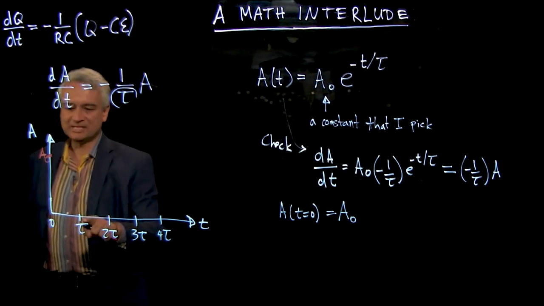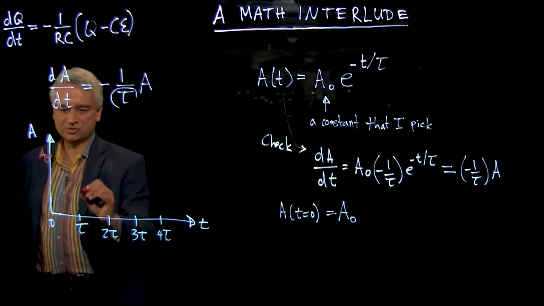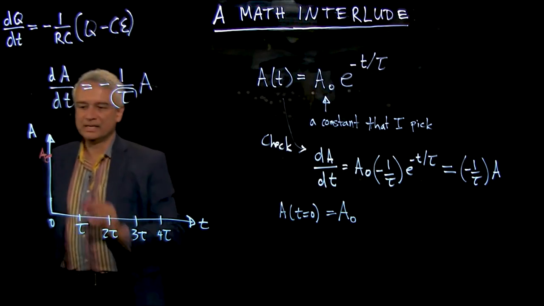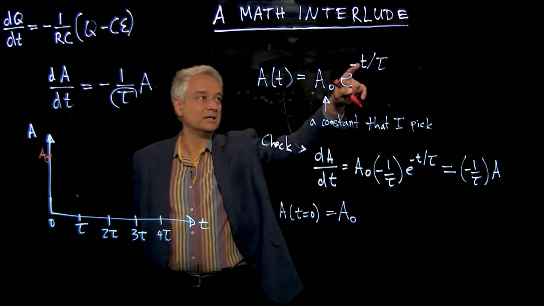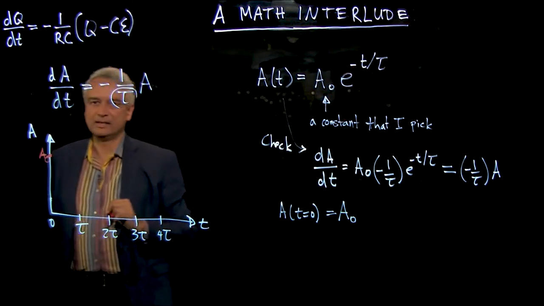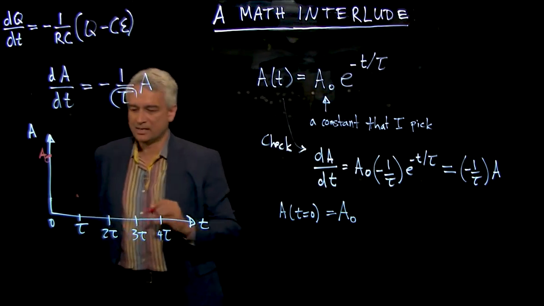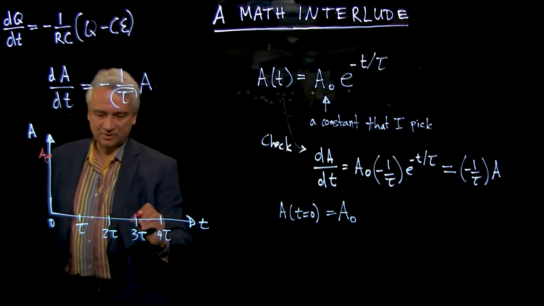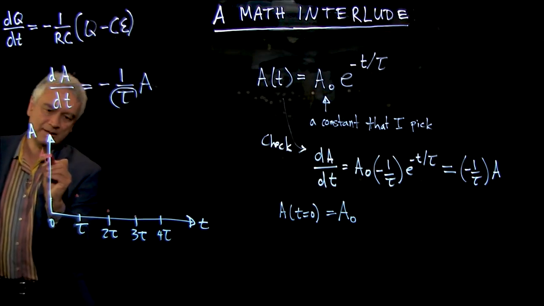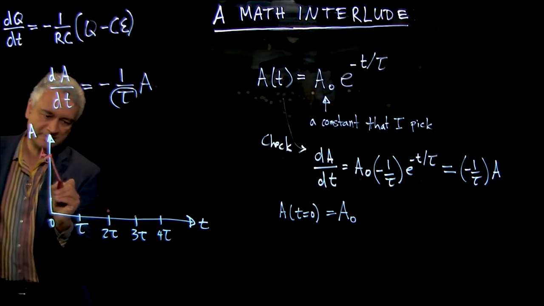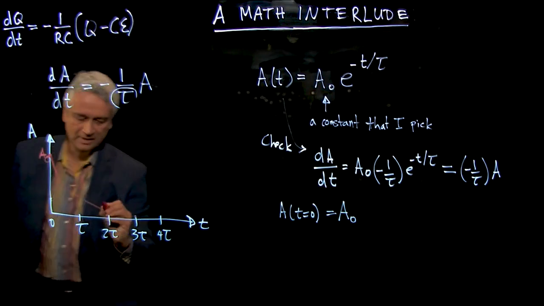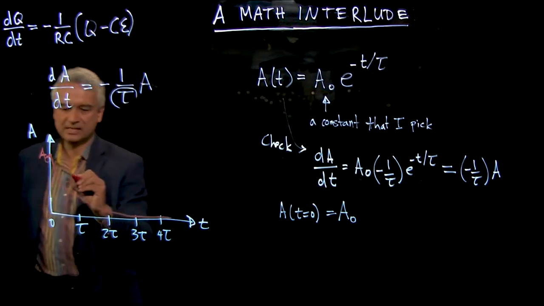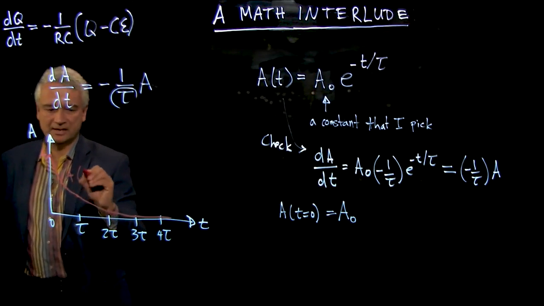So by the time I get to time tau, this function has dropped all the way down to about this value. By the time I get to 2 tau, it's A naught times e to the minus 2. That's 0.37 squared. So it's fallen by another factor of 1 over e. And then it's fallen by another factor of 1 over e. And what I get here is a classic exponentially decaying curve which asymptotes towards 0 exponentially fast. And this is my function A of time.